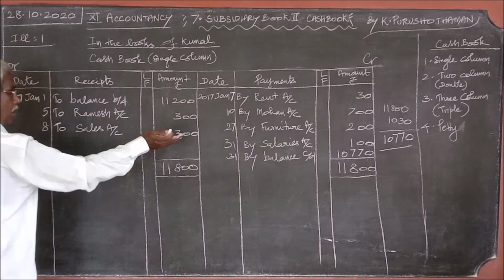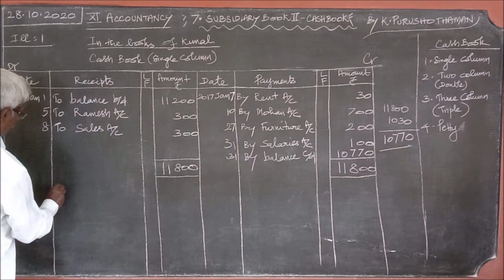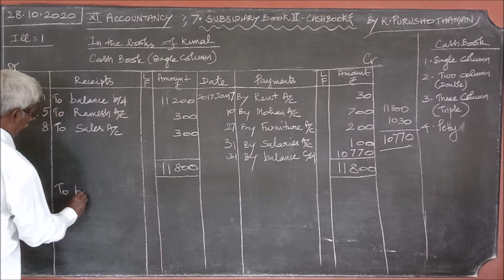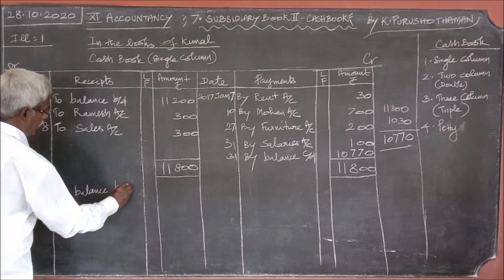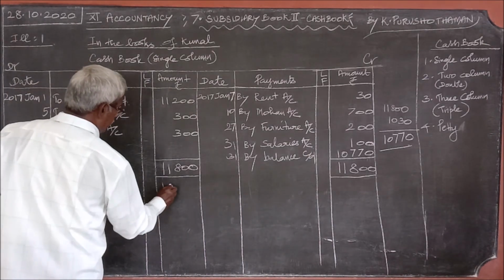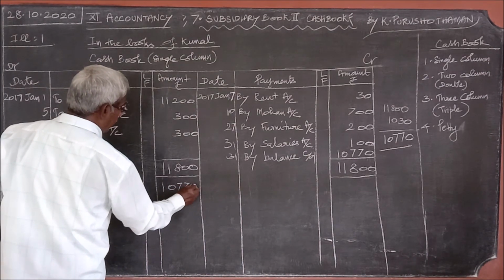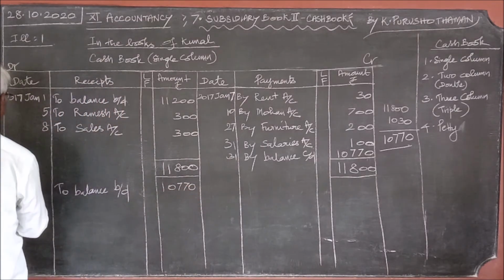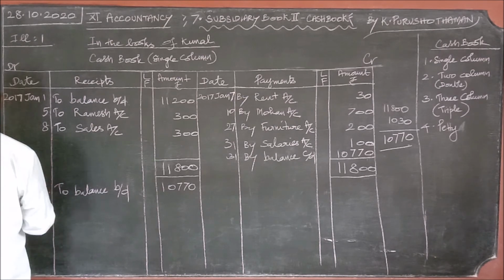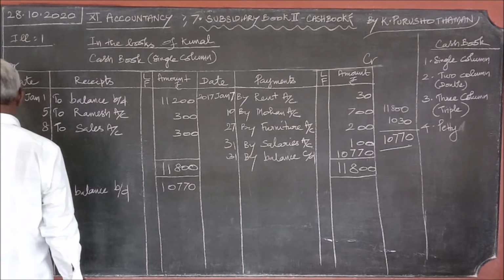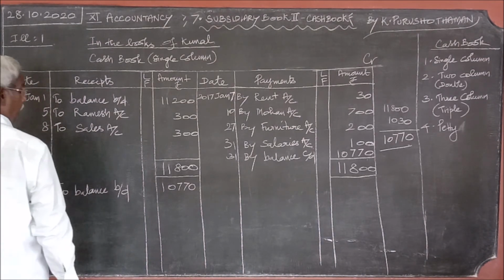Then the opposite side of the carry down is brought down. How we did for ledger? The same thing. To balance brought down, 10,770. The date is next month, the first date, February 1st. This is balance brought down.